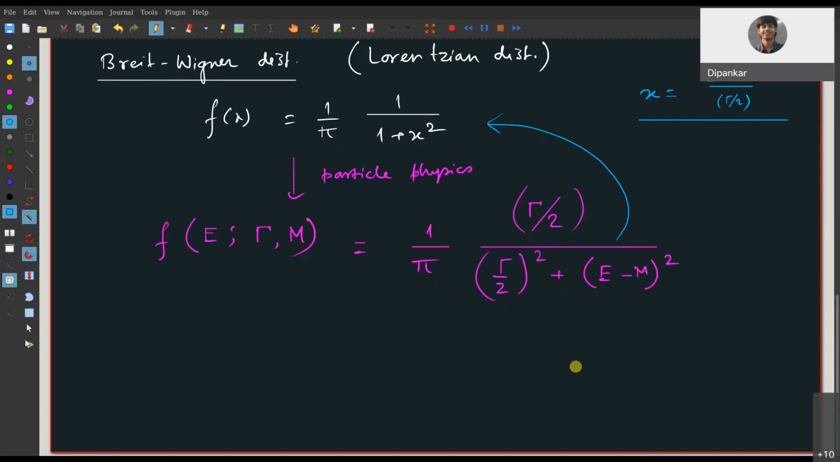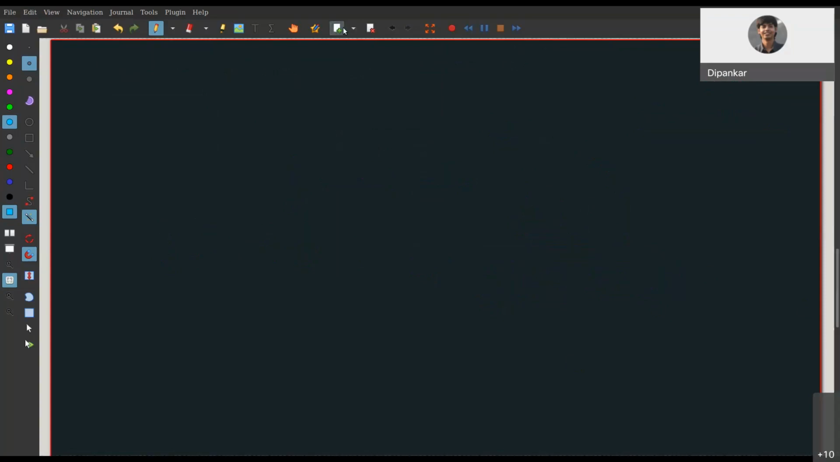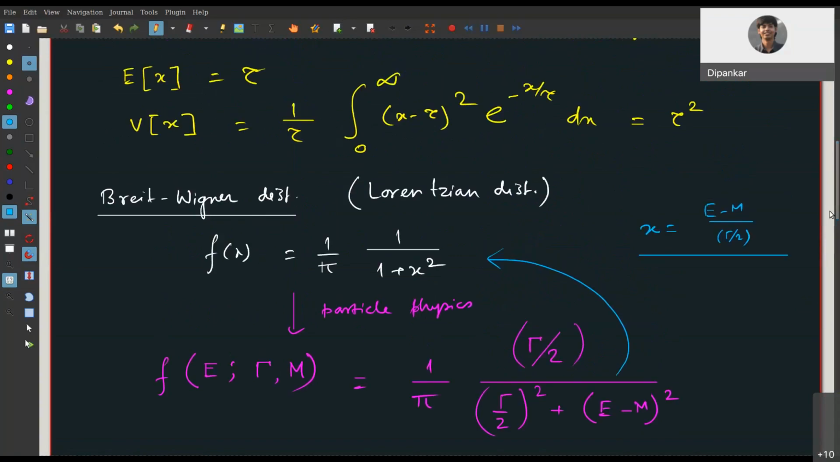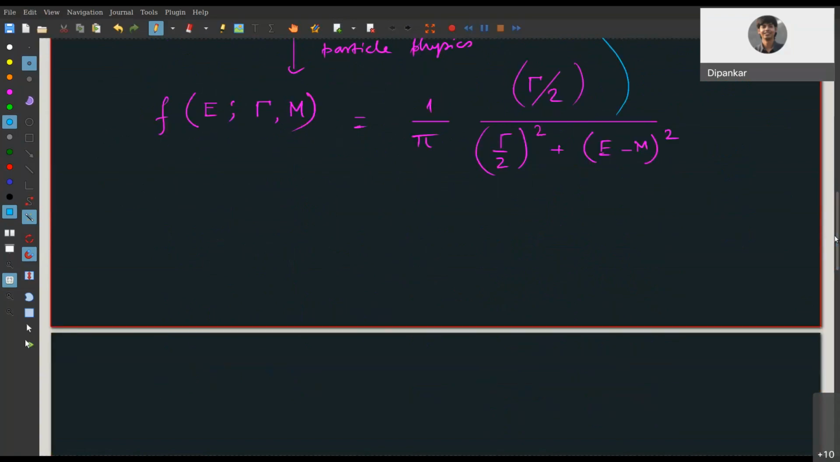Okay. Now, first of all, you must understand that although the function is well normalizable, the mean and standard deviation are not well-defined properties for this distribution. Because if you try to, let's say, integrate x f(x), let me call this x f(x). So x f(x) goes as x divided by 1 plus x squared.